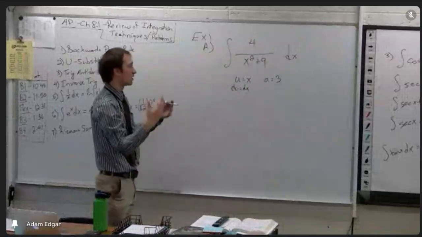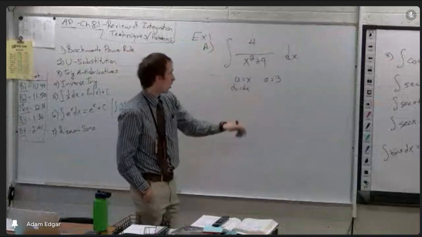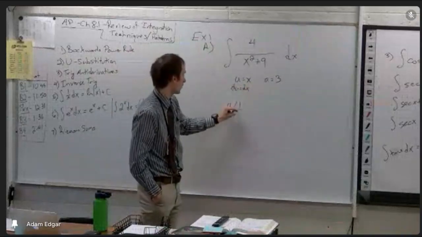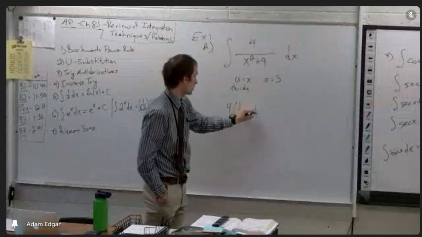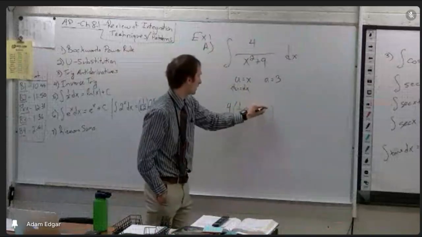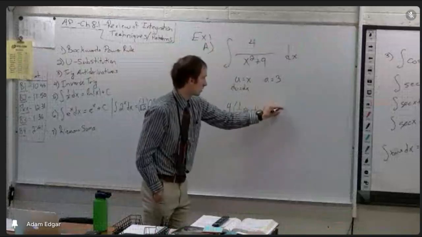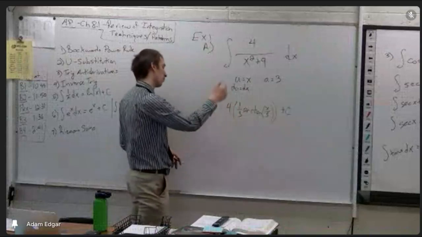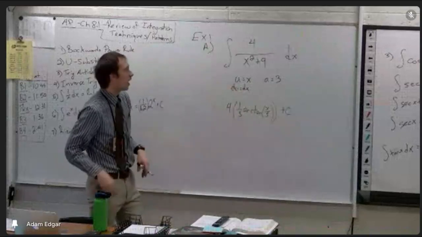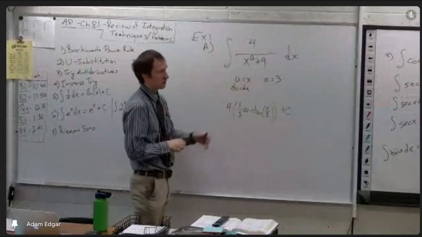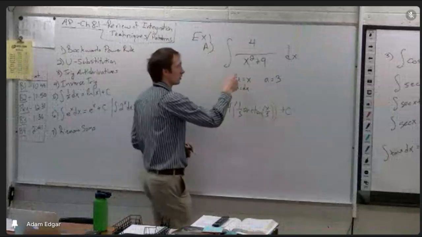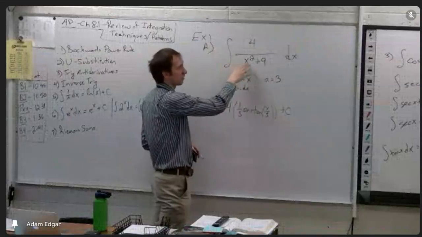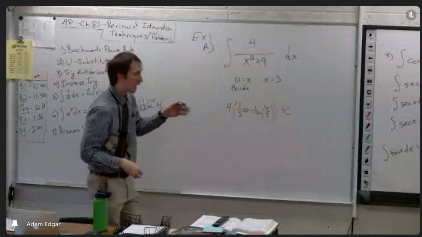So when you go to integrate, this is the arctangent pattern. You have 4 times 1 over a, which is 1/3, times the arctangent of u over a, which is x over 3, plus c. Then multiply by the 4, and you have 4/3 arctangent of x over 3. For all your arctangent, arcsine, arcsecant patterns, x has to be your u stuff. Your variable can't be a. A has to be the constant part.